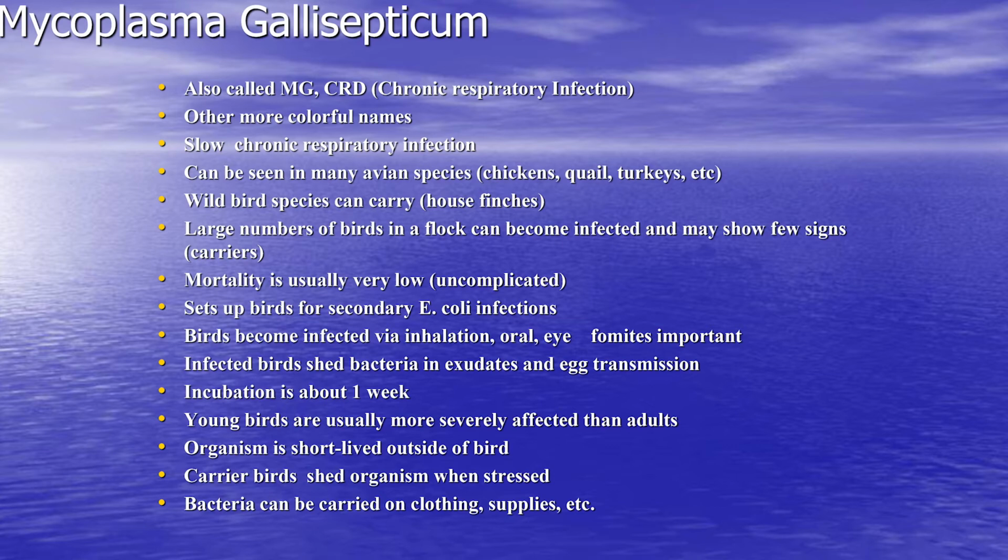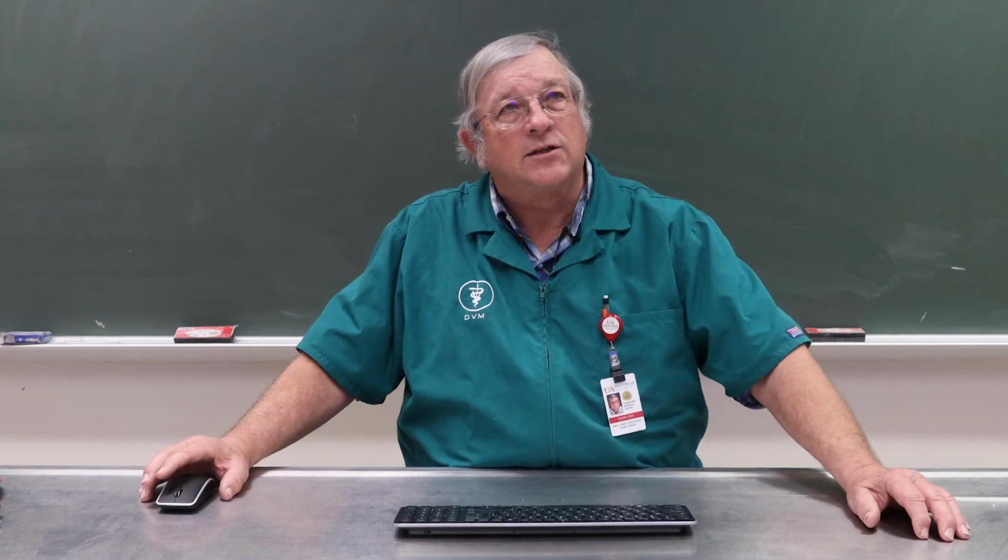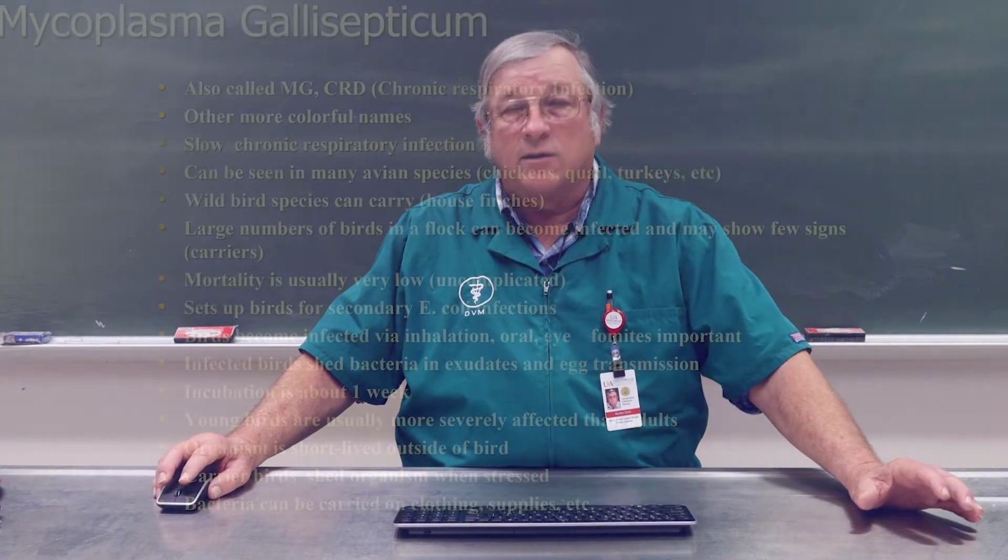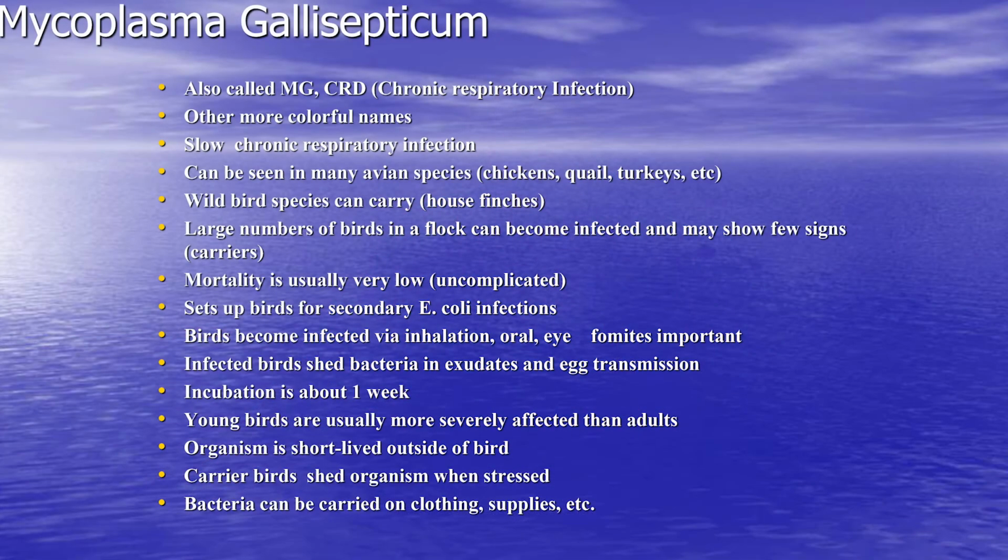First off, let's talk about Mycoplasma gallisepticum, commonly referred to as MG or CRD. CRD stands for chronic respiratory disease. Lots of people will have colorful names for this one. At least in the United States, they call it all kinds of things, like the crud and other things. Now, this is basically a slow chronic respiratory infection. We can see this in many avian species, in chickens and quail and turkeys. Some of the wild birds can carry it.